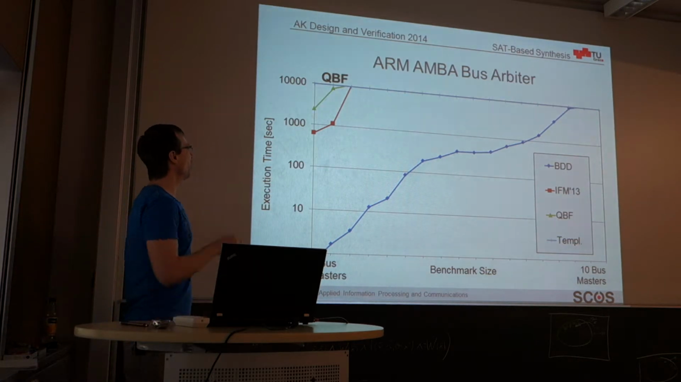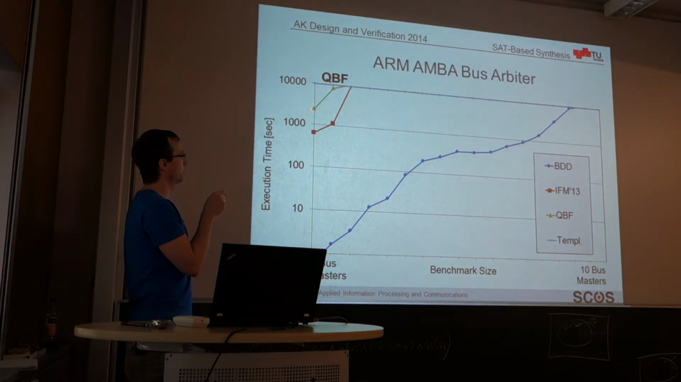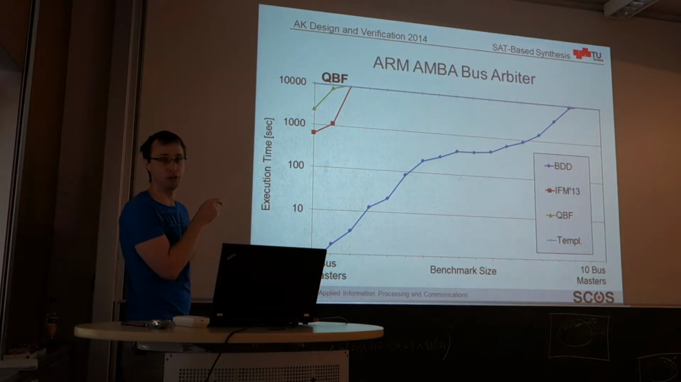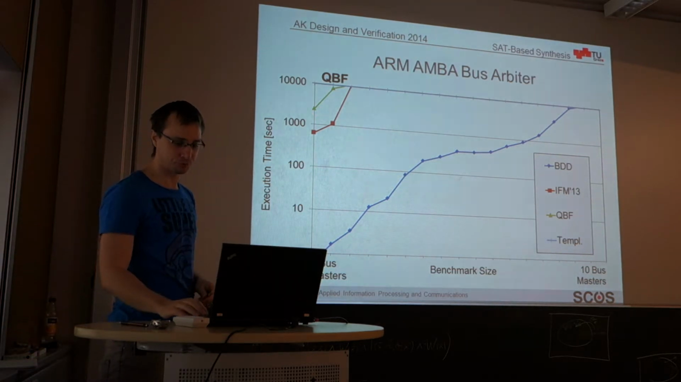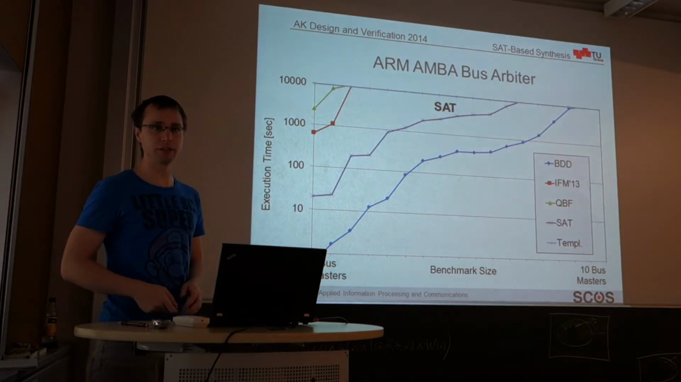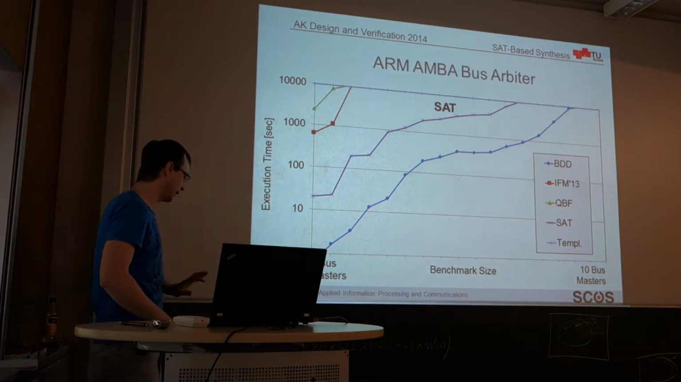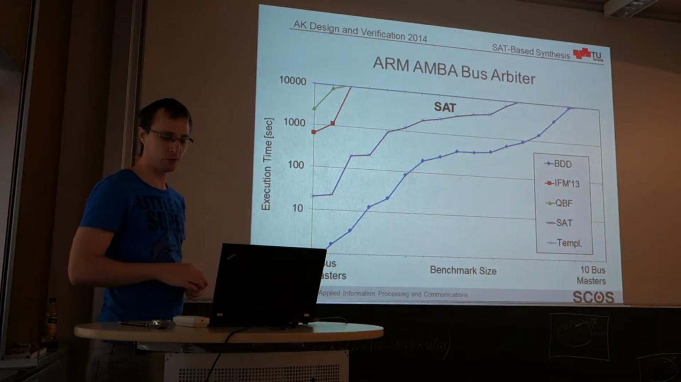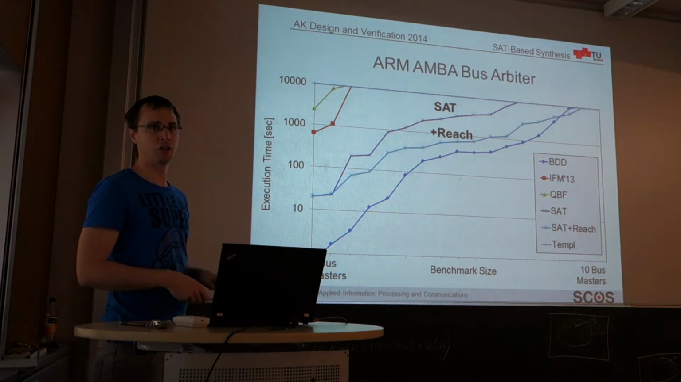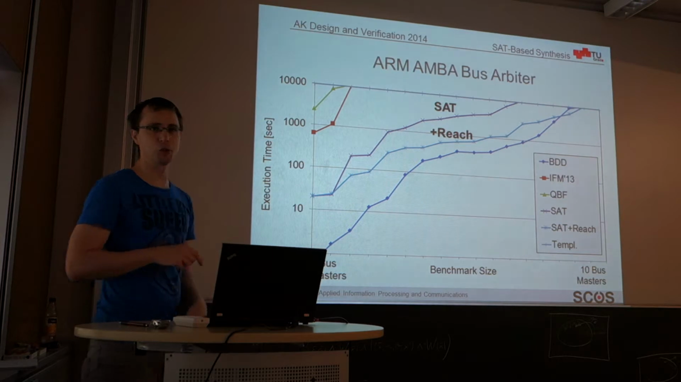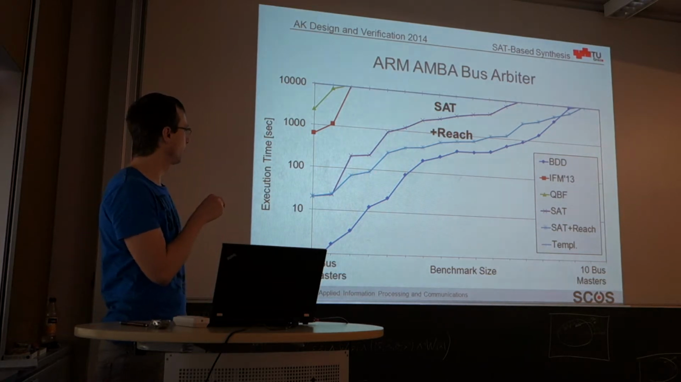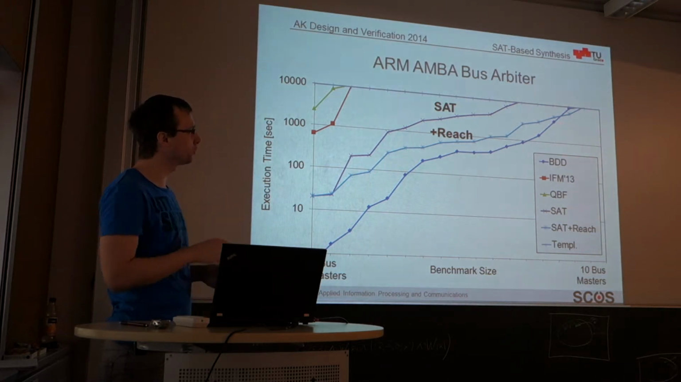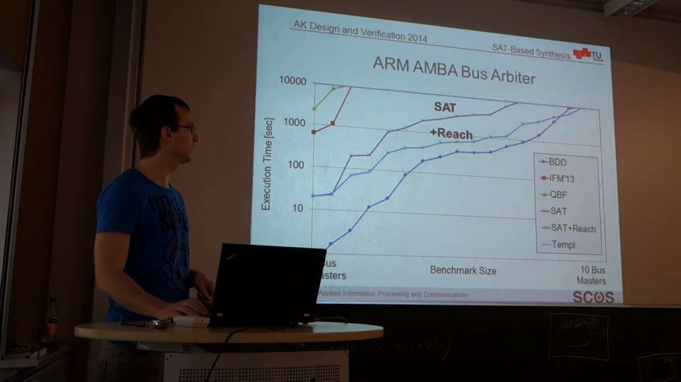This QBF-based learning is actually not much better for this benchmark. It could just solve 2 benchmarks and then time out. But when we implement this using a SAT solver, as illustrated here, then we already get much better performance. We also developed a heuristic which exploits unreachable states in this computation. With this, we already get kind of close to the performance of BDDs.